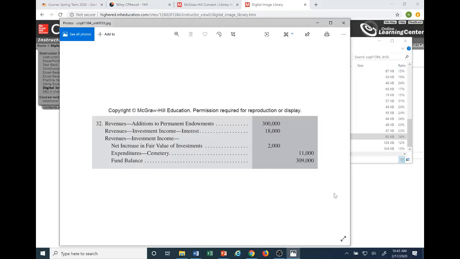So now we're debiting that. Revenues, investment income, and interest. Remember we made that $18,000 in interest, because we accrued 6,000 and we actually received 12,000, so there's the 18,000. Revenues, investment income, net increase in fair value of investments. Remember that $2,000 we accounted for. Now we're debiting that. Expenditures, cemetery. We expended $11,000 during the year, so now we're crediting that. And then fund balance of $309,000 is just credited, and that's just your plug there.